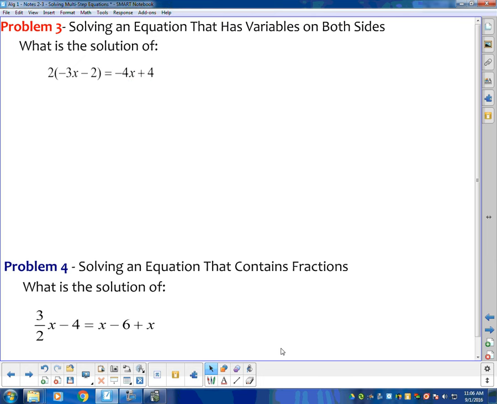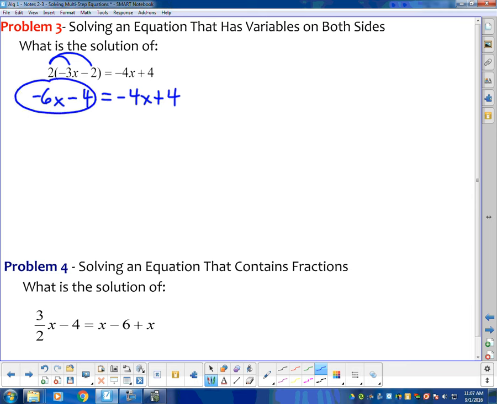After distributing, sometimes you'll end up with like terms to collect. But let's go ahead and distribute. So 2 times negative 3x is negative 6x, and 2 times negative 2 is negative 4. This equals negative 4x plus 4. So that's the distributive property, multiplying the 2 by each of those. Now, we can look at each of these separately. Here's one side. No other like terms here. The x term and the constant are not like terms. Also looking over here, there are no like terms on either side. So what we have here is variables on both sides. We can go ahead and now start using inverse operations to solve.